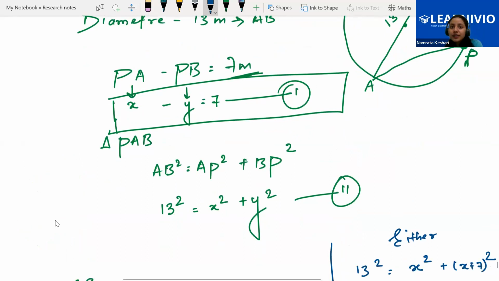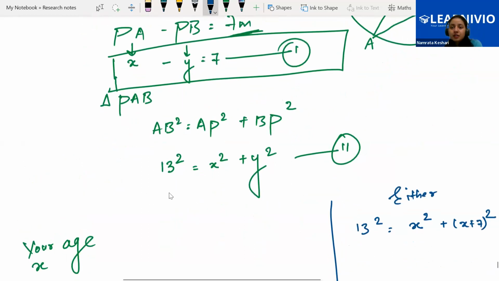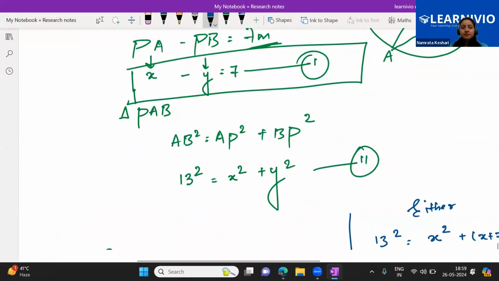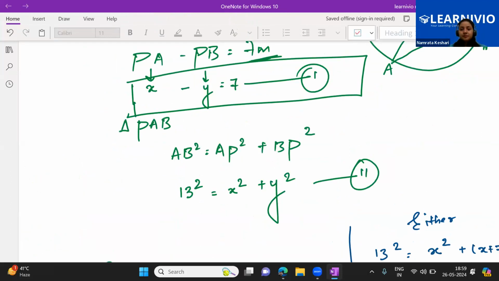Now how to solve it, I am not showing that. Will you be able to solve it? You can take out either x or y from equation number 1 and you can substitute it in equation number 2. Will you be able to do that? Maha, Aisha, Harshit, Calvin, Ryan, are you getting it?